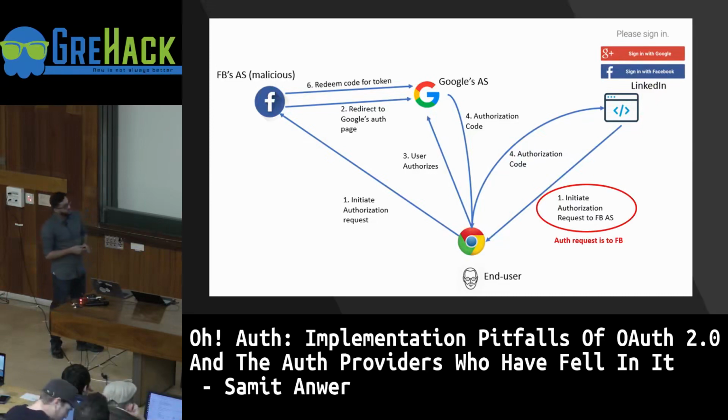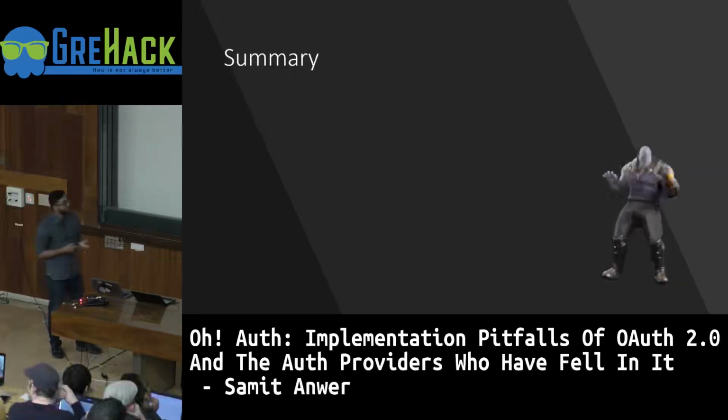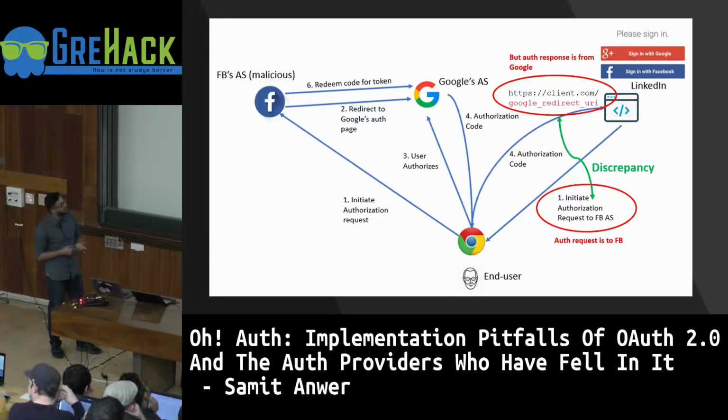the initial authorization request is to Facebook. And once the auth code is returned to the client's redirect URI, because it's Google redirecting, it will be Google's redirect URI which will get the auth code. So the client will immediately notice that there's a discrepancy. The initial auth flow was started with Facebook and the redirect URI is of Google. And because of this discrepancy, the client will not then redeem the auth code at Facebook.